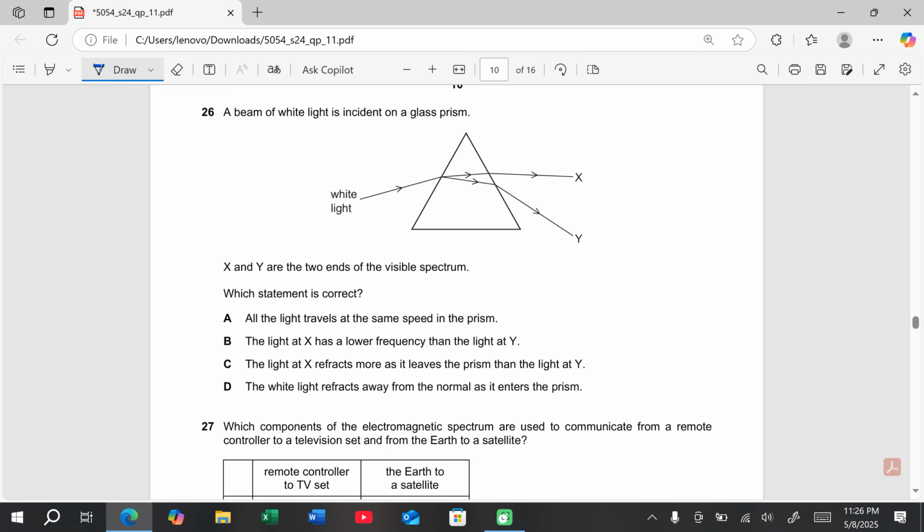Okay, X and Y are the two ends of the visible spectrum. Which of the statements is correct? All the light travels at the same speed in the prism. No, they all travel at a different speed. That's why they are separated. The light at X has a lower frequency than the light at Y. Yes, because they have high wavelength, so they have low frequency. Frequency and wavelength are opposite to each other. It's red normally at X, so X has the greatest wavelength but the lowest frequency.